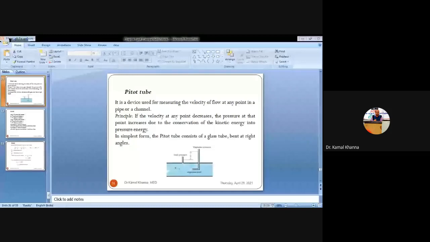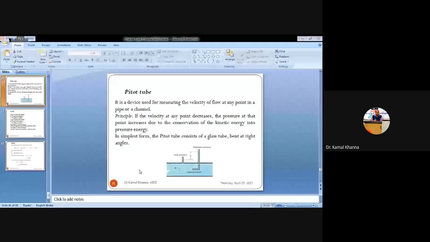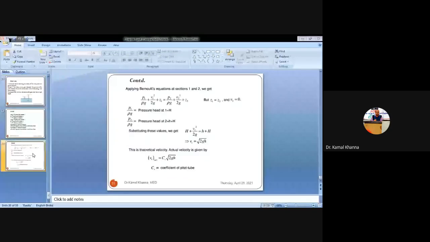So while calculating the actual velocity, it becomes equal to Cv into the square root of 2gh. That is, we are multiplying the coefficient of the pitot tube with the theoretical velocity. If you want to calculate the value of the coefficient of the pitot tube, that is Cv, then it will be the ratio of the actual velocity to the theoretical velocity, because theoretical velocity will always be more as compared to the actual velocity, and the value of Cv will always be less than 1.